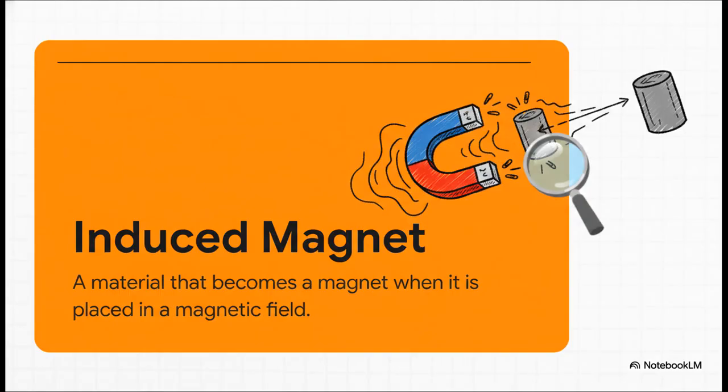The next part is a nice, straightforward definition for 1 mark. What exactly is an induced magnet? Well, it's pretty simple. It's just a material that starts acting like a magnet, but only when you put it inside another magnetic field. The second you take it away, poof, it stops being magnetic.